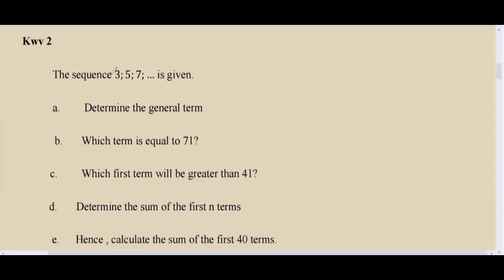Okay, so we are given the sequence 3, 5, 7. And then A says determine the general term. So we already know the formula to determine the general term is Tn equals a plus (n minus 1) d, right? The a represents the first term, and the d will represent the difference. So how do we find the common difference? We just say d equals T2 minus T1, right?